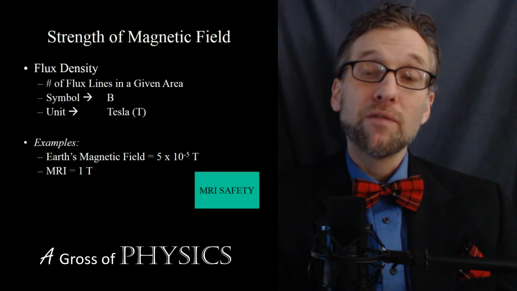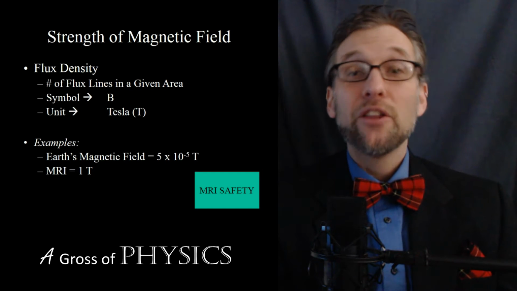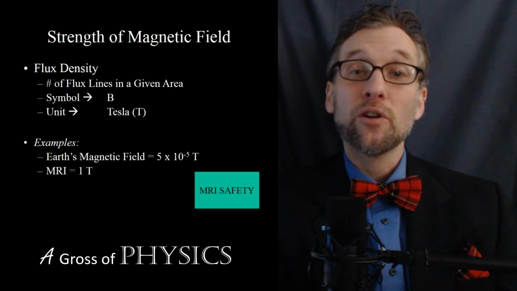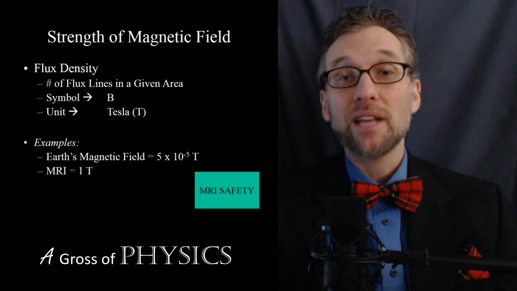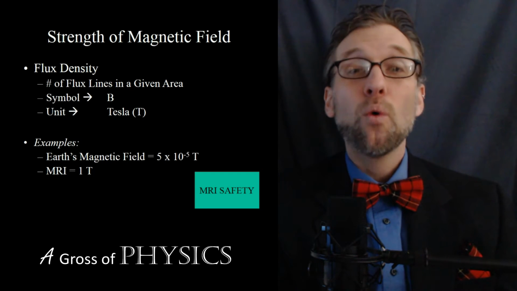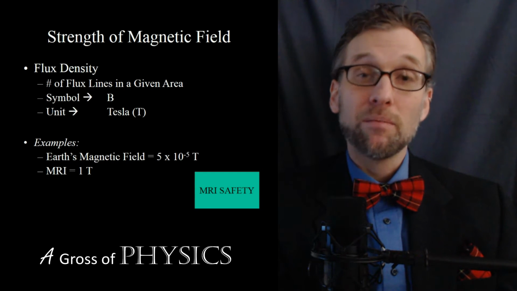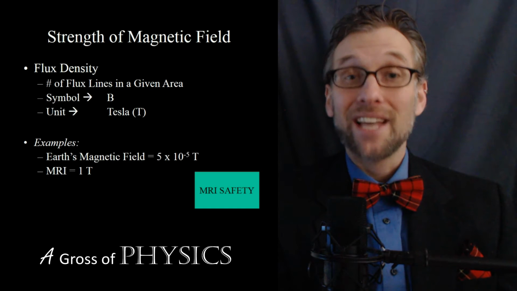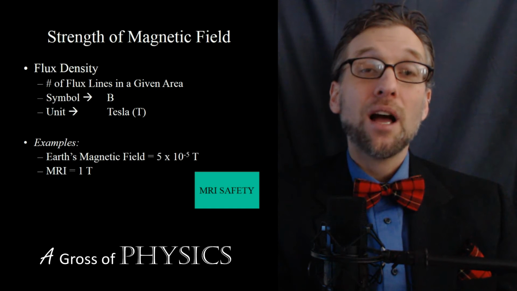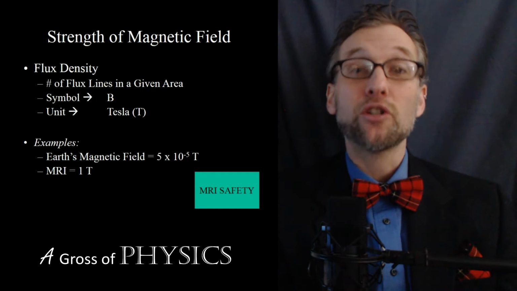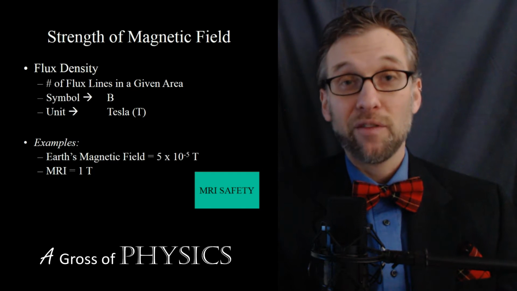For example, in terms of field strength, the Earth's magnetic field, as I stated in an earlier video, is around 5 × 10⁻⁵ Tesla, whereas an MRI, a magnetic resonance imaging machine, is around 1 Tesla. So the strength of an MRI is much stronger than the Earth's magnetic field.